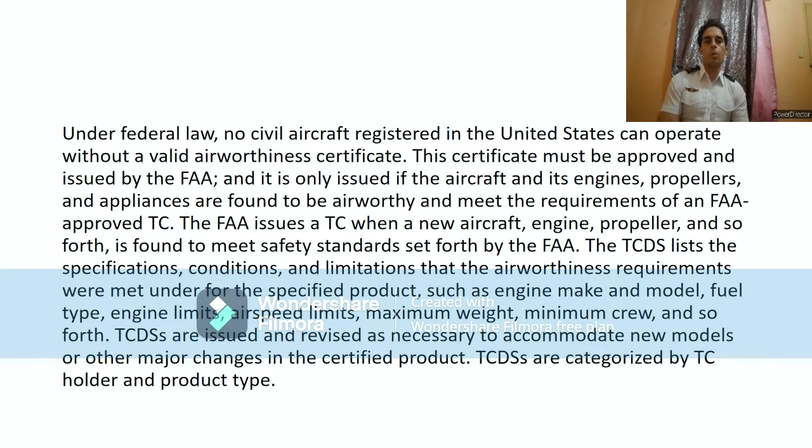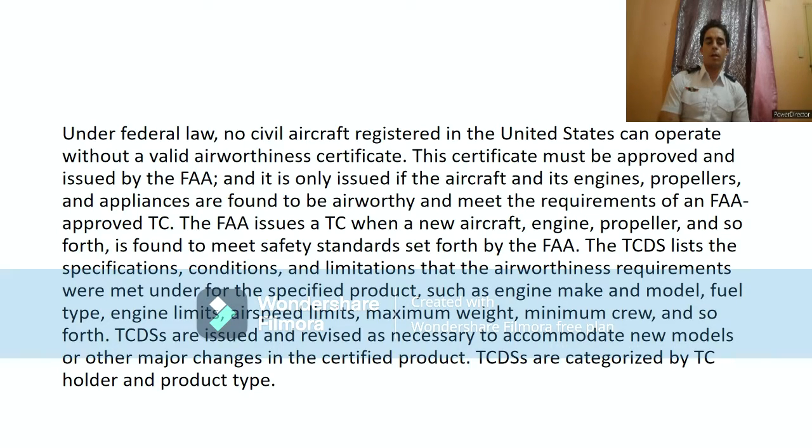This certification must be approved and issued by the FAA, and it is only issued if the aircraft and its engine and propellers are found to be airworthy and meet the requirements of the FAA approved TC. The FAA issues a TC when a new aircraft, engine, or propeller is found to meet safety standards set forth by the FAA.